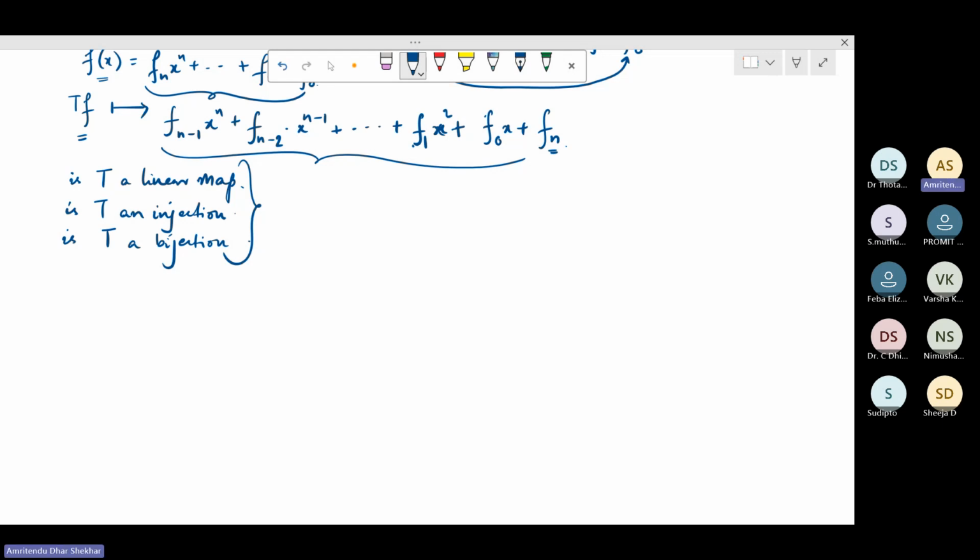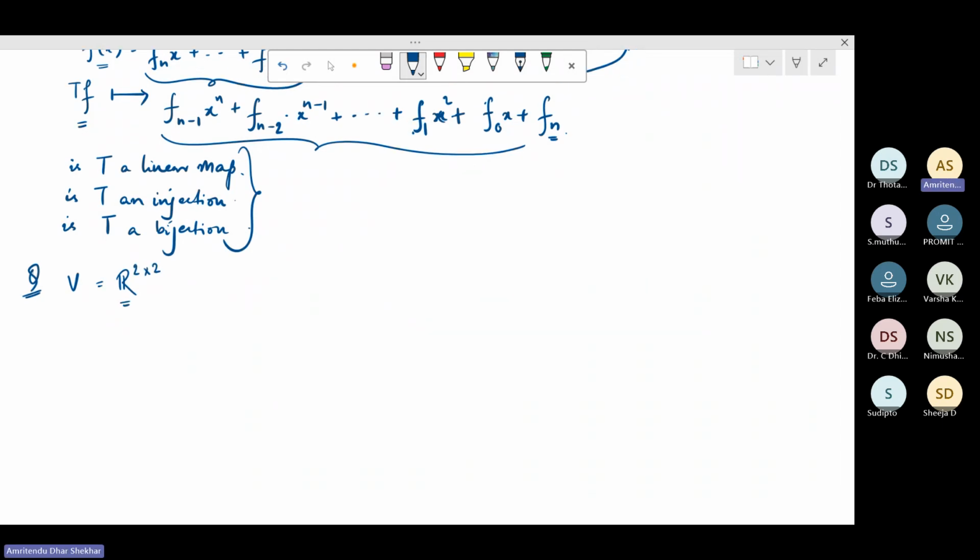Okay, let's finally wrap up with this question. The vector space that we're going to consider here is 2 cross 2 matrices. So V is basically R^(2x2). We're given a matrix B, which is equal to [2, -2; -1, 1].